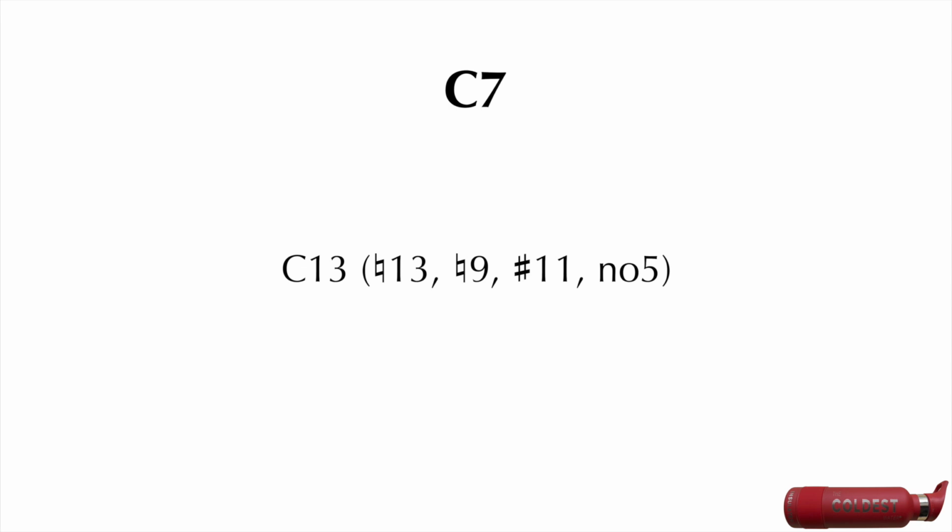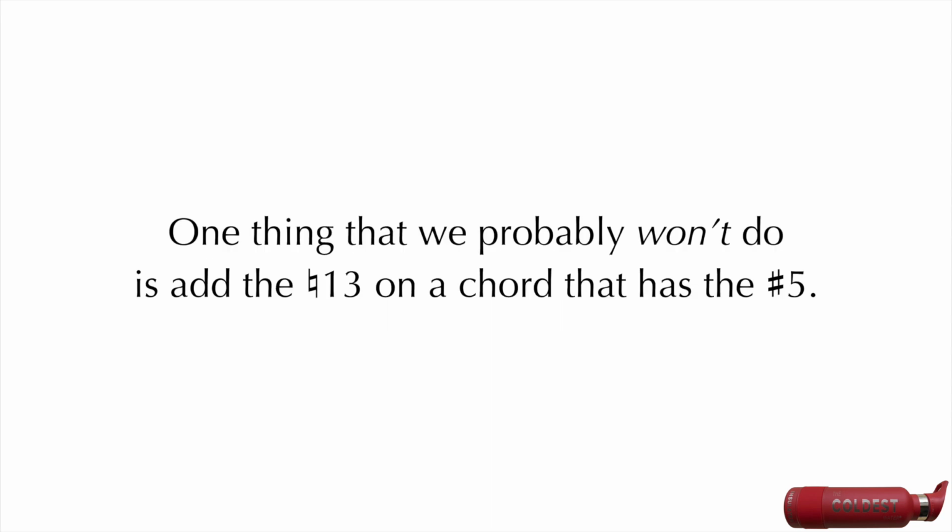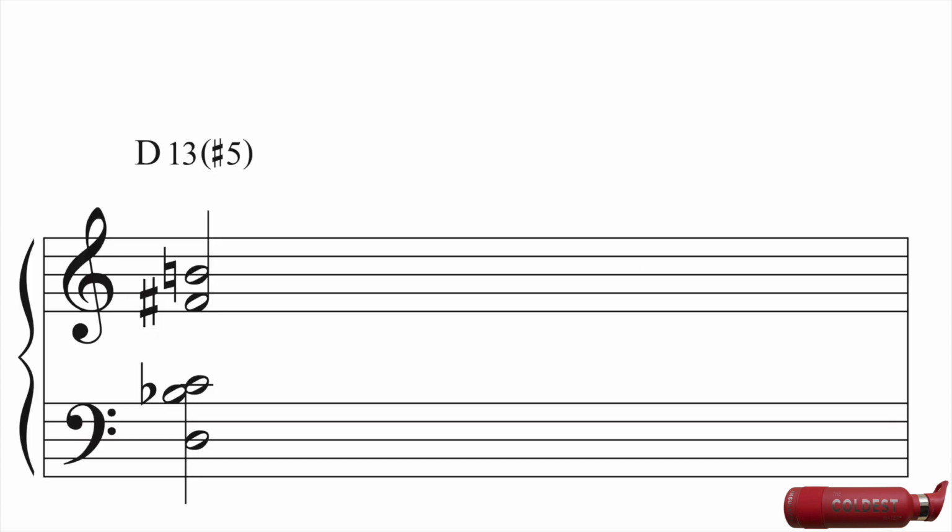If you don't want your performer to do any of these things, you could write something like, follow chord symbols strictly, no extra tones. One thing that we probably won't do is add the natural 13 on a chord that has the sharp 5. If you want both the sharp 5 and natural 13, you just need to write both of them in the chord symbol. For example, D13 sharp 5, D augmented 13, or D augmented 13 using the plus symbol.